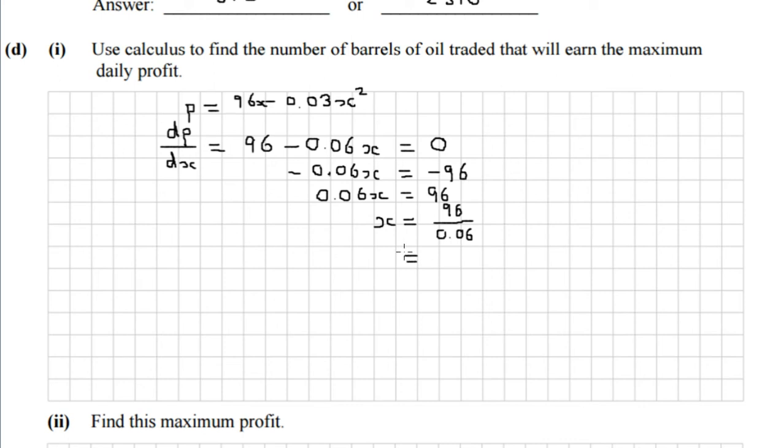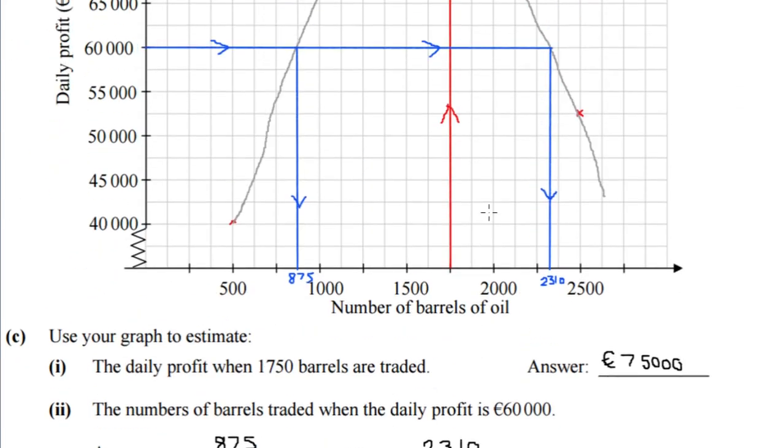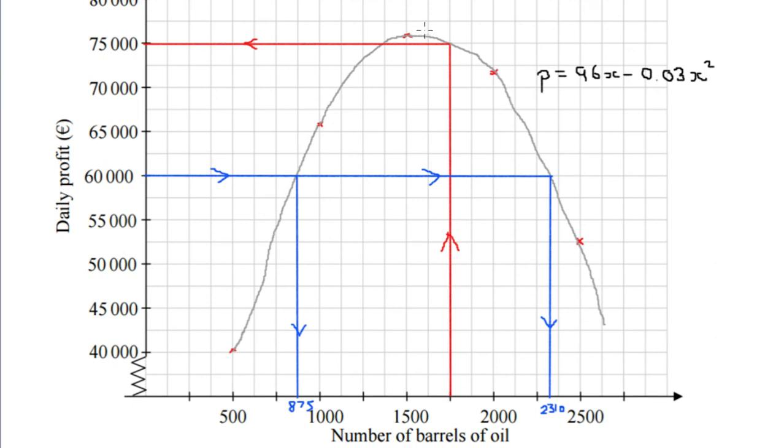So let's see what that ends up being. That's going to give you 1600. So that's the answer to that part. They're looking for x really, the value of x that maximizes the profit. So 1600 barrels of oil will maximize the daily profit. As we can see from our graph here, the maximum profit occurs roughly about 1600.